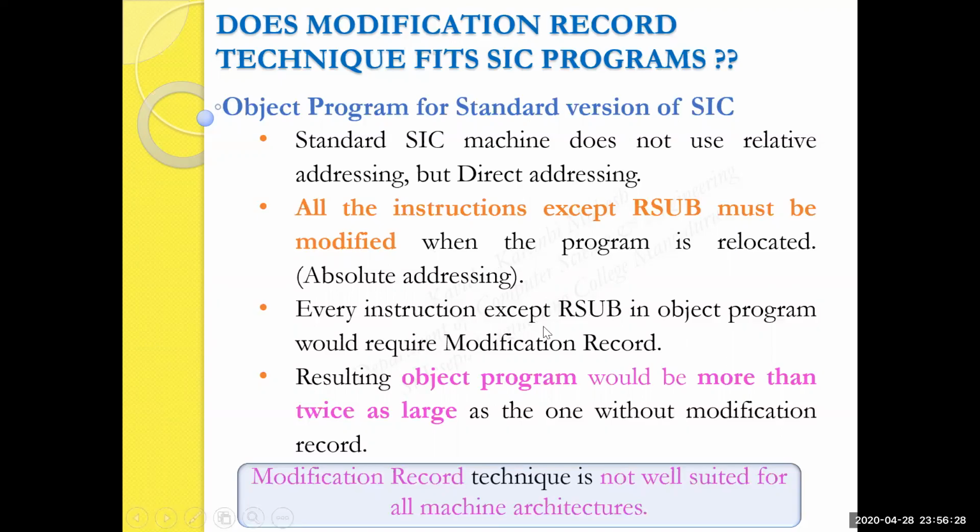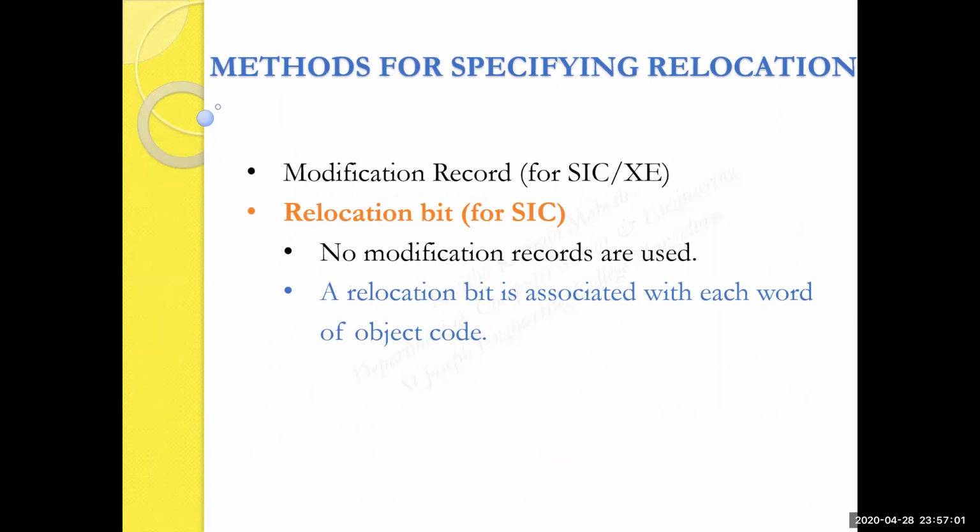So every instruction except RSUB and except the constants in the object program would require a modification record. Since all the instructions excluding RSUB require modification, the resultant object program would be more than twice as large as the one without modification records. So you see that the modification record technique is not very well suited for all machine architectures, particularly SIC. Obviously we need a different scheme for specifying relocation in the case of SIC programs.